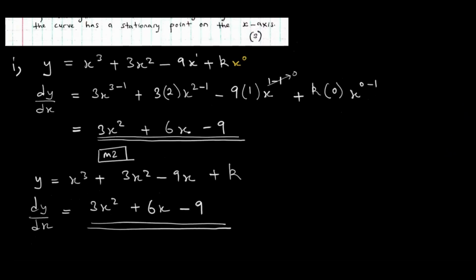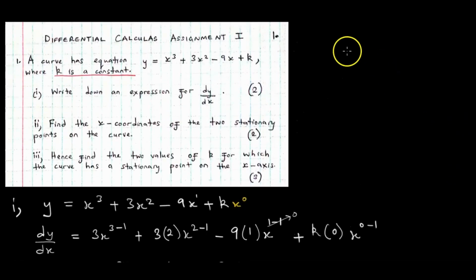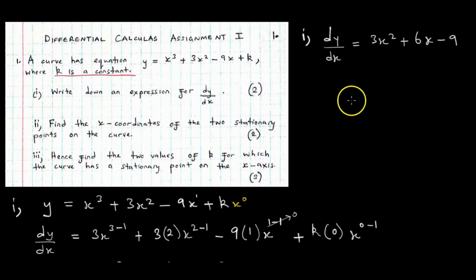Okay, so let us write our answer here for the first part. The answer to the first part, which says write down an expression for dy dx, is that our answer dy dx is equal to 3x squared plus 6x minus 9. That's our answer. Let us go to the second part of what we were learning.